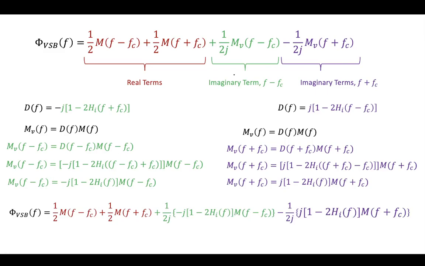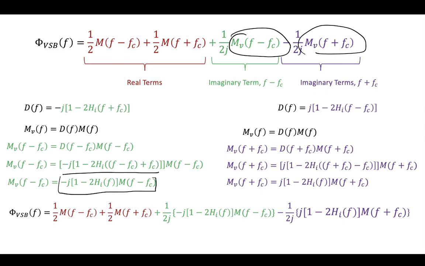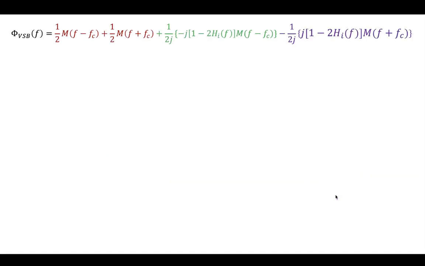Now we can see that this MV and this MV can be rewritten in terms of the transfer function. So these terms are going to go in here, just like so. Now we have this as our form of the VSB signal.